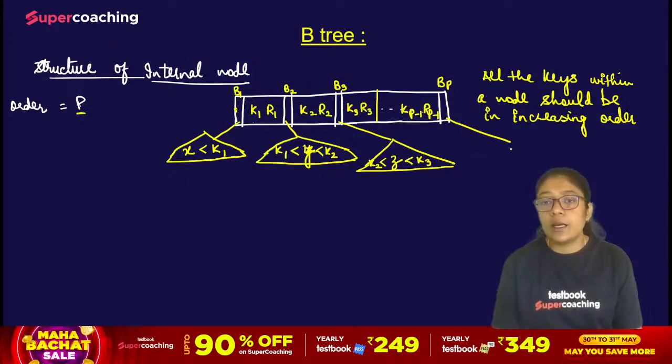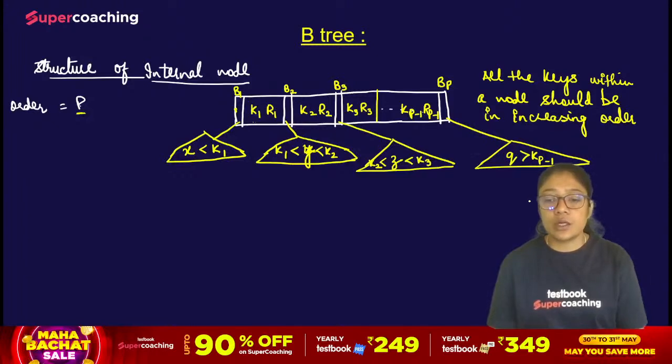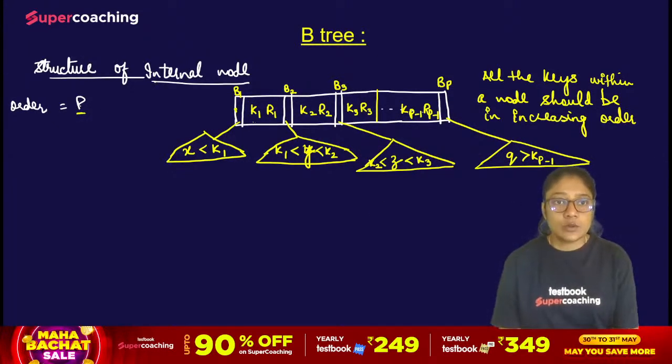And here, whatever element we get, let's say Q, since it is present on the right hand side of Kp minus 1, it will be greater than Kp minus 1. This is how we have to store the elements. Make sense? So this is the structure of the internal node. We have already written the formula in yesterday's session.